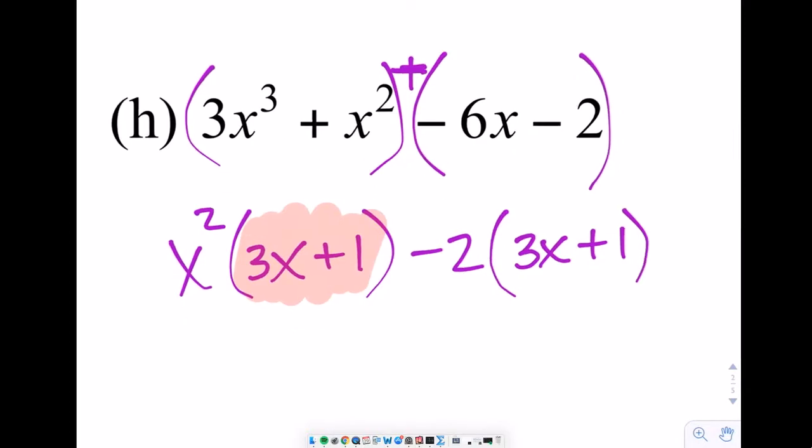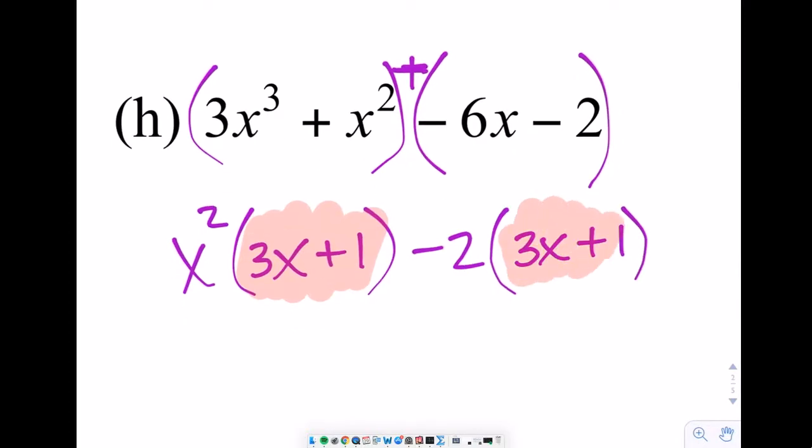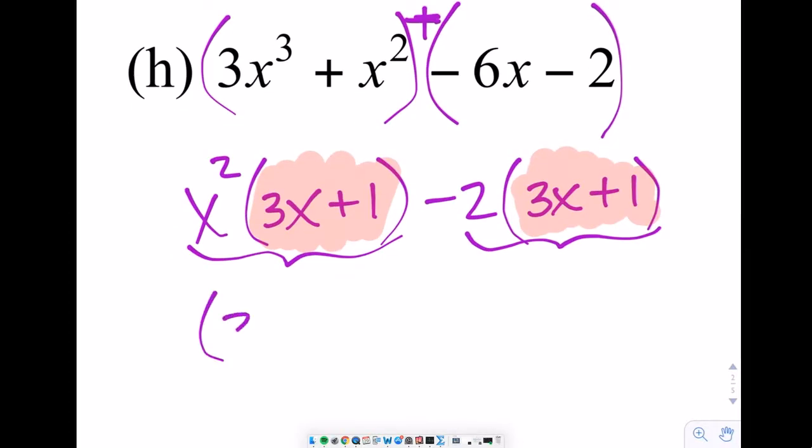Yes. Now, we're not done. But what we have now is two terms. We have one term minus another term, and there is a common binomial factor. So we'll pull out the common factor of 3x plus 1, and we're left with what? X squared minus 2.